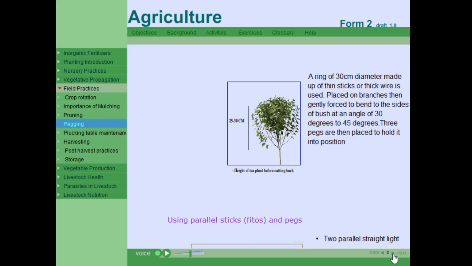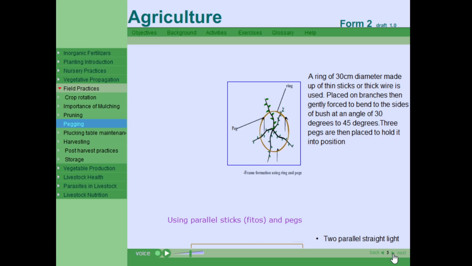Use of rings and pegs. A ring of 30 centimeters diameter made up of thin sticks or thick wire is used. A ring is placed on branches, then gently forced to bend to the sides of the bush at an angle of 30 degrees to 45 degrees. 3 pegs are then placed to hold it into position.